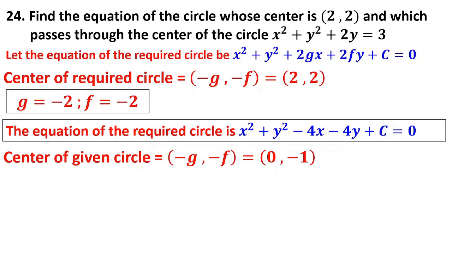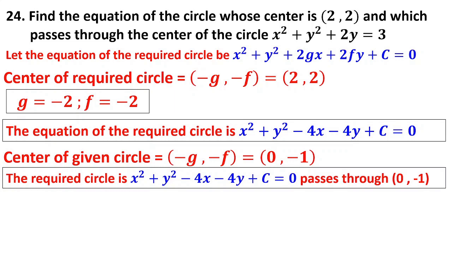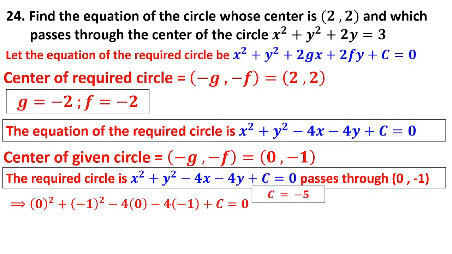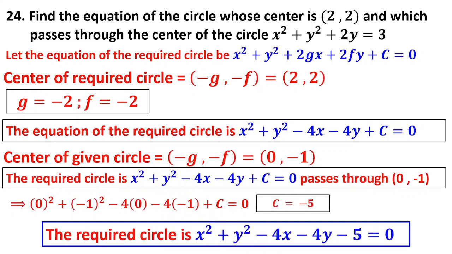It is 0 comma minus 1. And you can get it directly that 2g is equal to 0 and 2f is equal to 2. Therefore, 0 comma minus 1. Now, the circle is passing through the point 0 comma minus 1. For substituting the equation, you will get the value of c as minus 5. Therefore, the required circle is x square plus y square minus 4x minus 4y minus 5 is equal to 0.